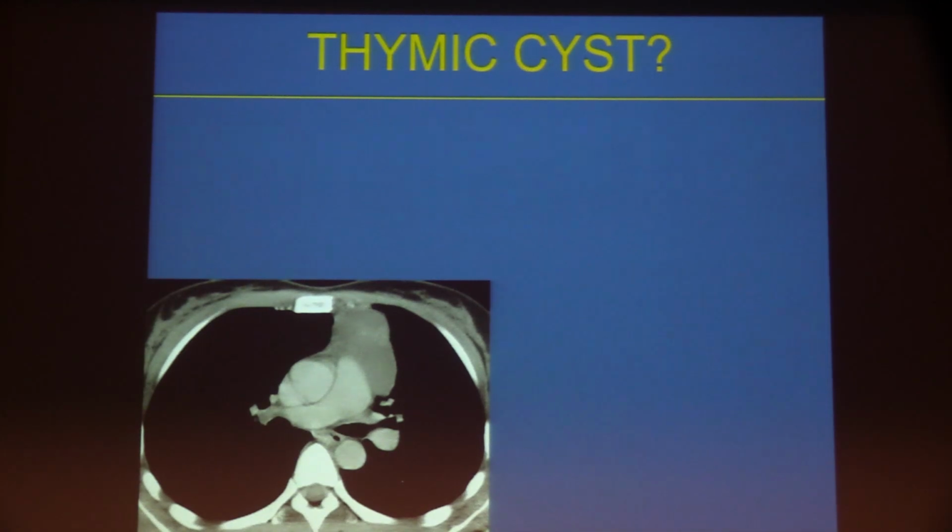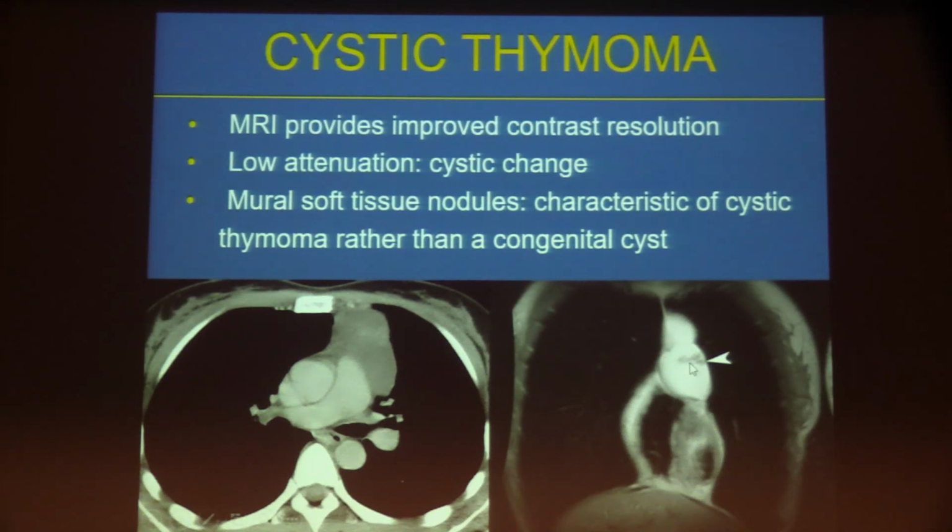do anything about it. So here's another one. This is a cystic lesion. Is this a simple cyst? I think you'd agree with me that it's difficult to see here that there's something that's a little higher in attenuation. This is with contrast. And despite that, it was very difficult to make the diagnosis only with a CT that this was actually a cystic thymoma. And that's the take-home message.